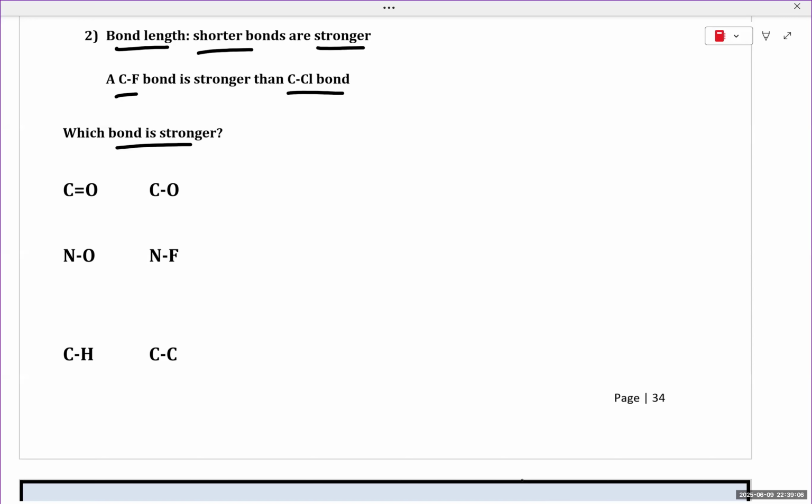Okay, so first we have a carbon-oxygen double bond versus a carbon-oxygen single bond. The double bond is way stronger. Next, we have a nitrogen-oxygen bond versus a nitrogen-fluorine bond. Fluorine is smaller, and this bond overall is much more polar, so this bond is much stronger. Next, we have a carbon-hydrogen versus a carbon-carbon bond. The carbon-hydrogen bond is way shorter, and in general, it's pretty hard to break carbon-hydrogen bonds under normal circumstances. These bonds are relatively strong.